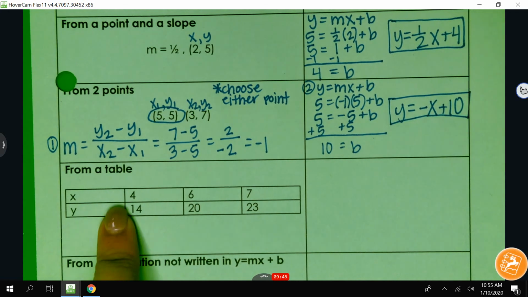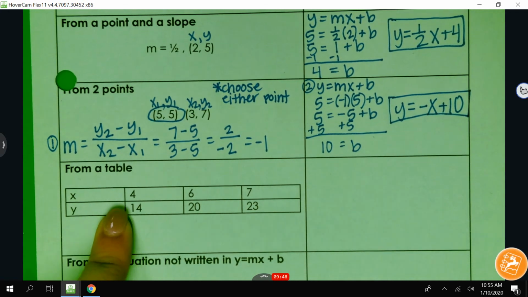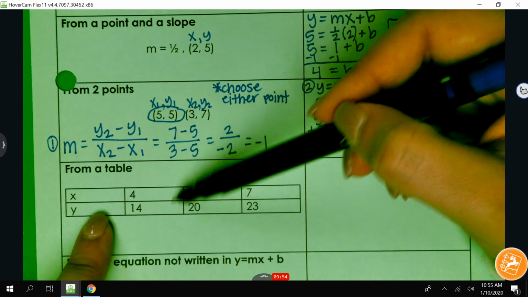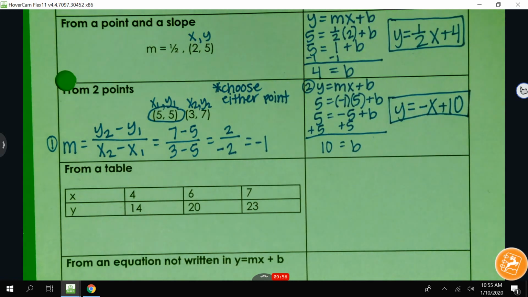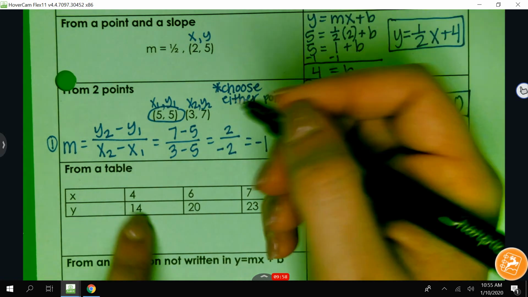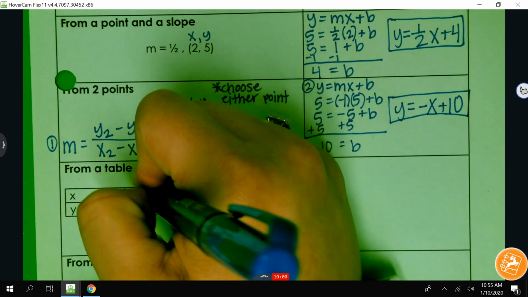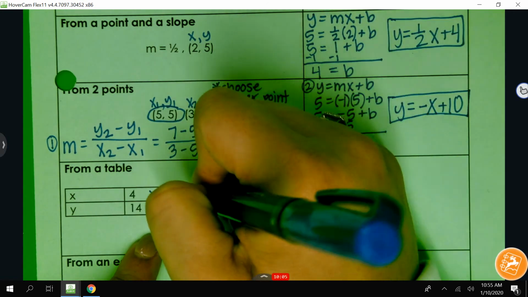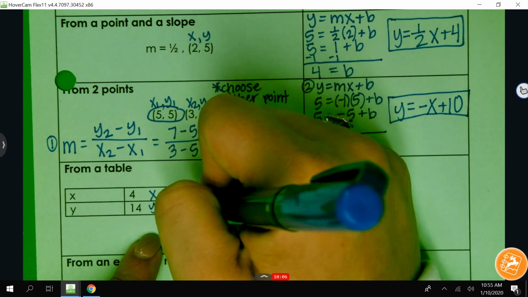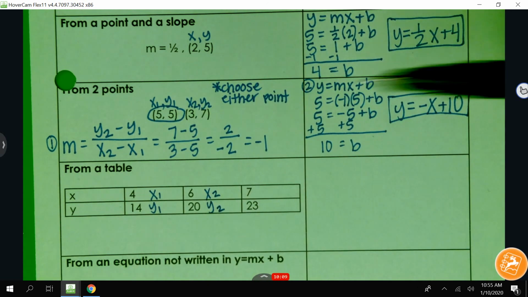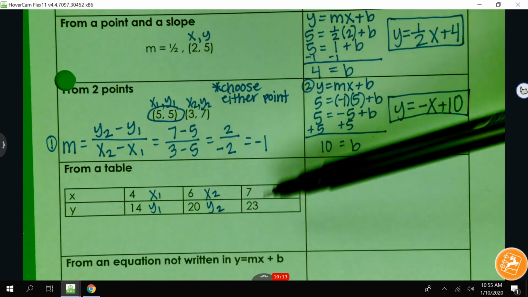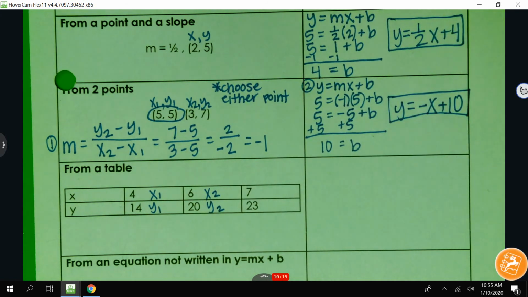Okay. What about if I'm given a table? Is this basically the same thing as what we just did up here? Yes. I'm given 3 points, right? I only need 2 points. So we're just going to say that this first point right here, this is my x1 and my y1, and this is my x2 and my y2. You could totally use the point 6, 20 and 7, 23 if you wanted. Or you could use 4, 14 and 7, 23. It doesn't matter. Just pick two of the points.